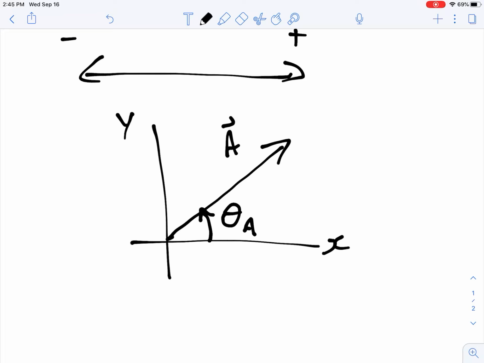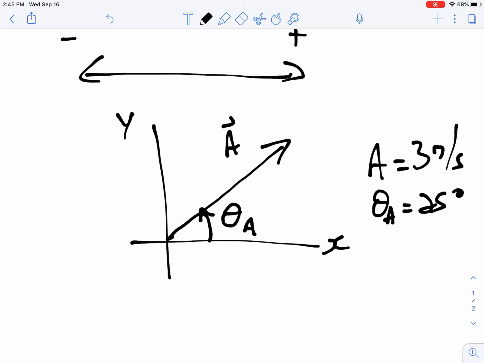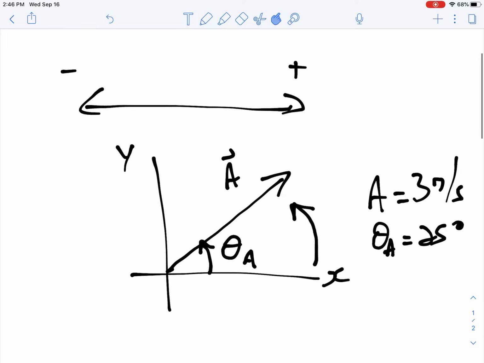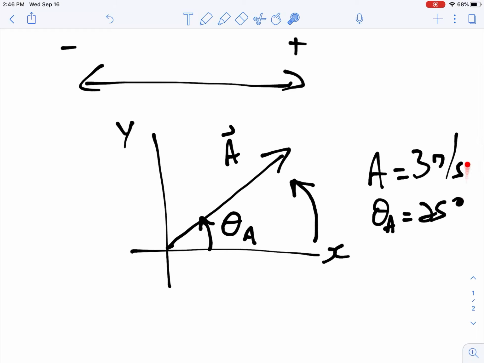So the way we're going to be writing vectors, for example, might be A equals 3 meters per second, and the direction of A is going to equal 25 degrees. By the way, we're going to measure our angles from the positive x-axis. We're going to measure counterclockwise. So we're going to measure that way. Our angles will measure that way. Okay? So roughly 25 degrees for that one. So from now on, when we write vectors, we have to write them both magnitude and direction, but our direction has to now be an angle and not simply positive or negative.